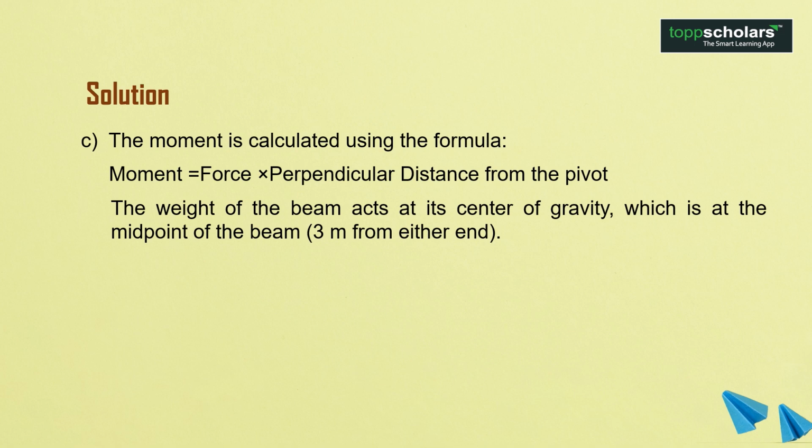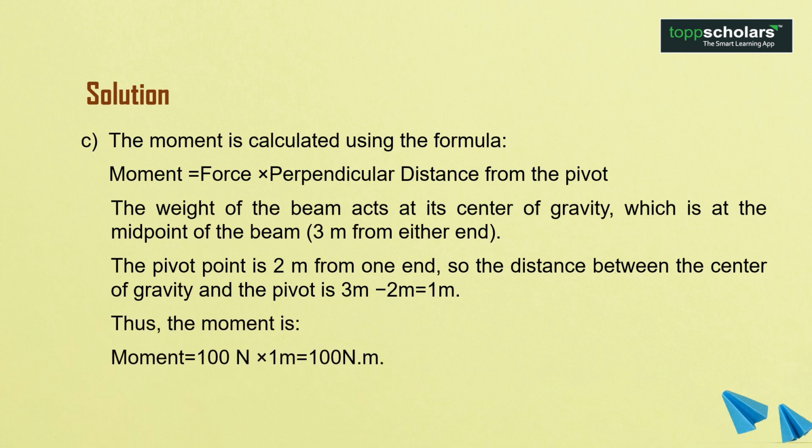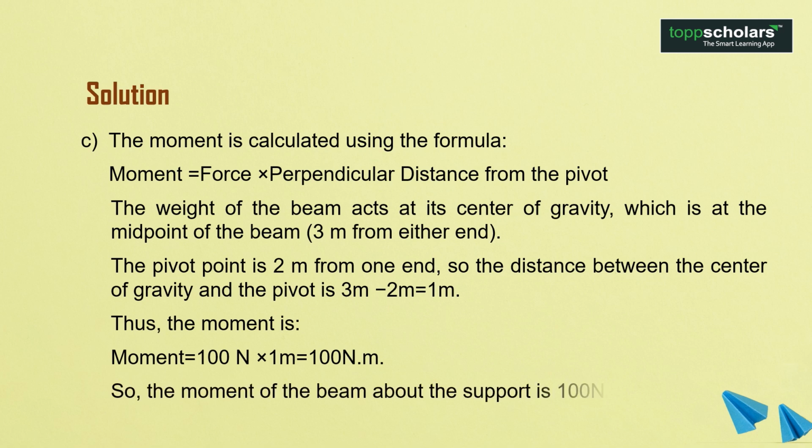The weight of the beam acts at its center of gravity, which is at the midpoint of the beam, 3 meter from either end. The pivot point is 2 meter from one end, so the distance between the center of gravity and the pivot is 3 meter minus 2 meter, which is 1 meter. Thus, the moment is equal to 100 newtons multiplied by 1, that is 100 newton meter. The moment of the beam about the support is 100 newton meter.